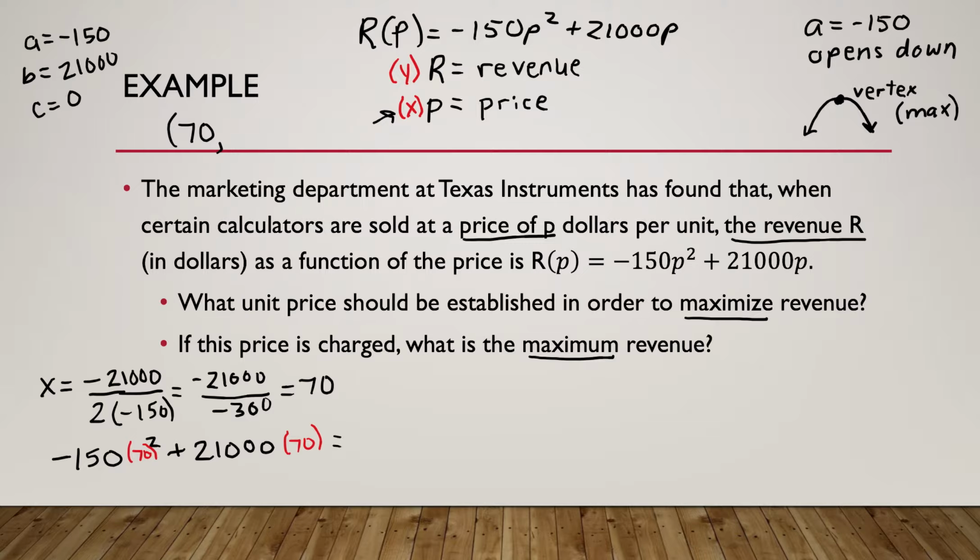Okay, so I'm going to have negative 150 times 70 squared, which is going to be 4,900, plus 21,000 times 70. And then at that point, I'm going to go to my calculator with it and just type that in.